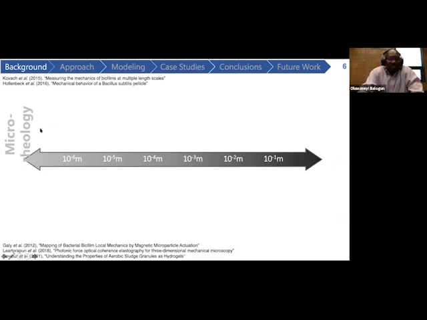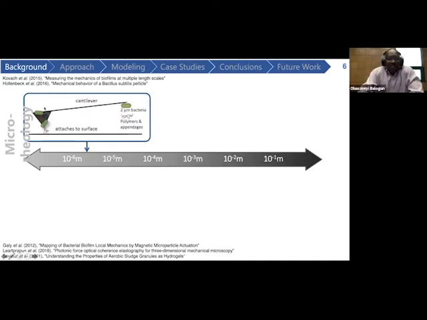So at the very small scale, what is being used are AFM techniques. This is an atomic force microscope, which essentially is a diving board with a nanoscale tip that is typically functionalized, and you use that to essentially pull on the biofilms at the local level, right at the tip. And so you can study, for example, the tensile behavior of individual components of the biofilm.